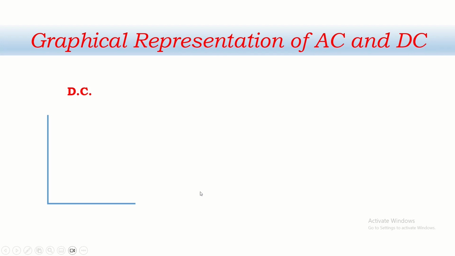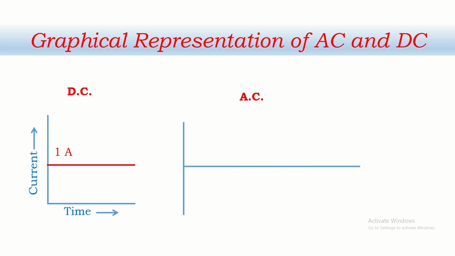DC first. On the x-axis we take time and on the y-axis we take current. As we know, the direction of current never changes and its value remains the same. So the graphical representation of DC will be a straight line parallel to the time axis. If the flow of current is 1 ampere, it remains 1 ampere. It won't increase, it won't decrease. It remains constant. And this is the graphical representation of DC.